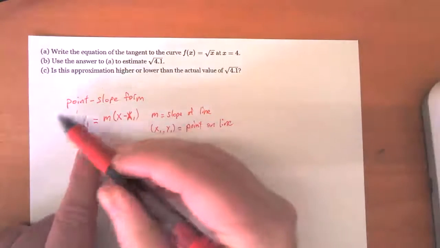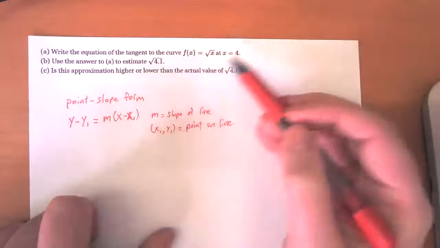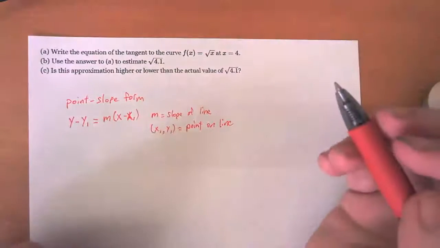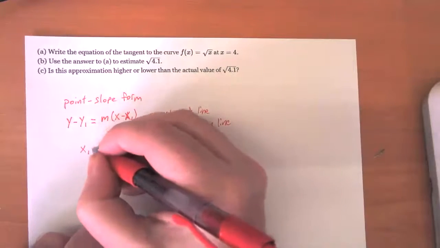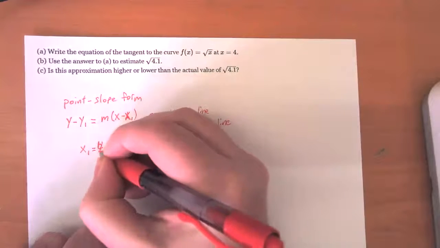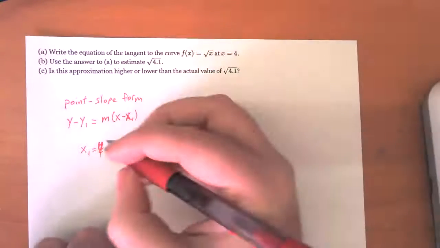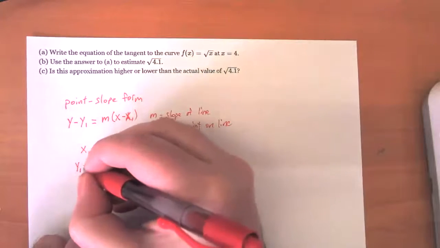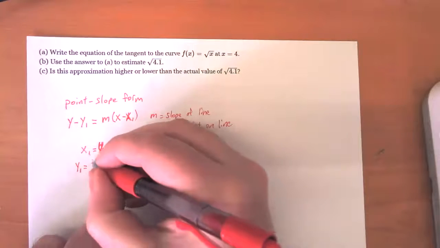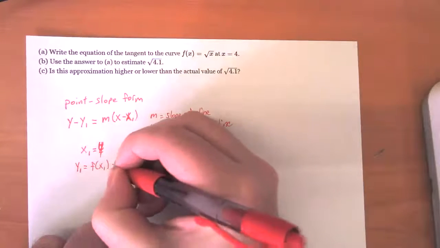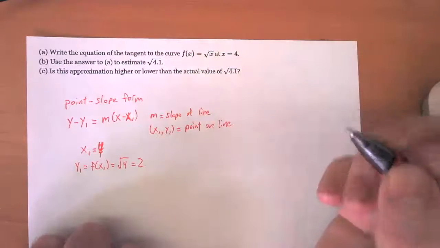and x1 comma y1 is some point on the line. Okay, so how can we figure out x1, y1, and m from this function, knowing that f of x is equal to the square root of x? Well, we have that x1 is equal to 4. That's what they told us right there. And to find y1, the y value of the point that goes through this curve, we're just going to calculate f of x1. And that's just the square root of 4, which is equal to 2.